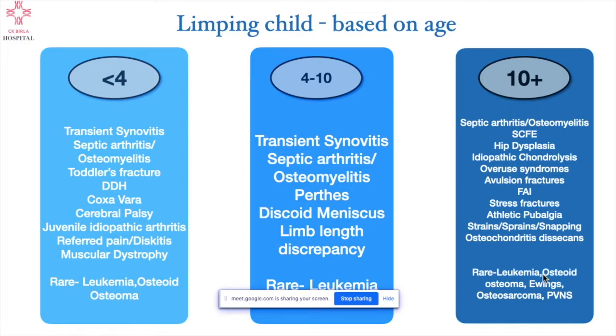And trust me, there are cases where you don't even find a cause. It is not that in every limping child you find a cause, and most of the time we label them as transient synovitis of the hip, and it resolves on its own. So it's important to exclude the dangerous causes, the causes which can have long-term sequelae.